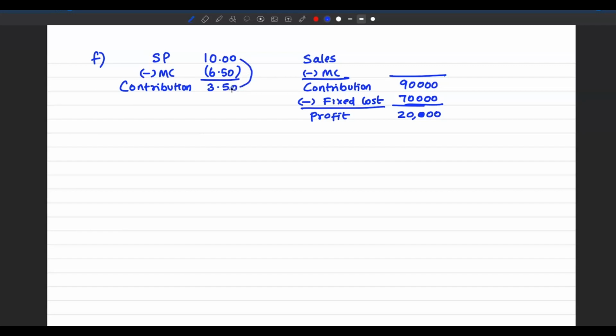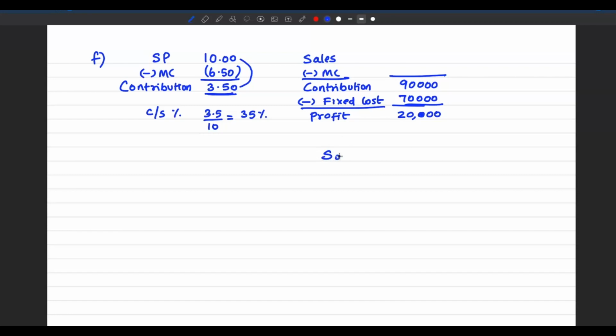And now we have this relationship, the relationship between the contribution and selling price. It is 3.5 by 10. That is, contribution by sales percentage is 3.5 divided by 10. It is 35%. Earlier it was 40%. And we have one more information. Contribution per unit now is 3.5. So what we can do, instead of calculating the sales, we can just arrive at the number of units by looking at the contribution itself. Okay. And this is something I explained in the beginning itself.